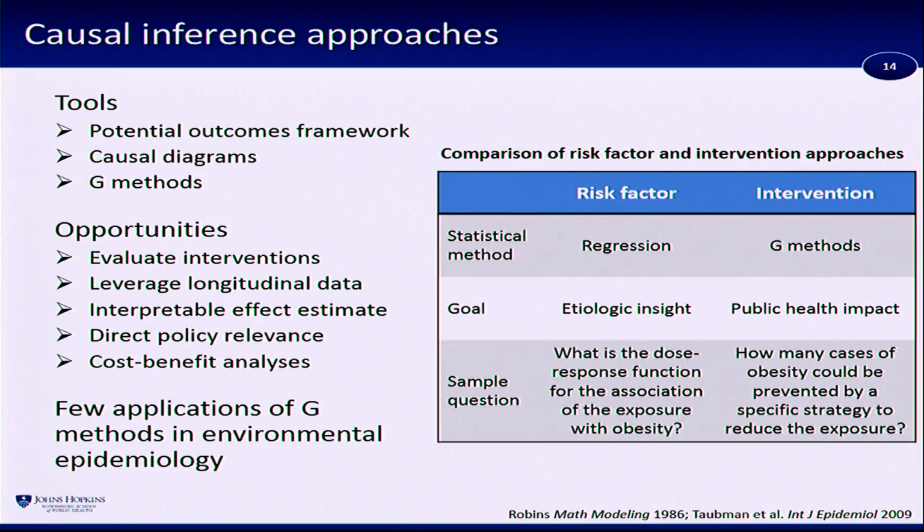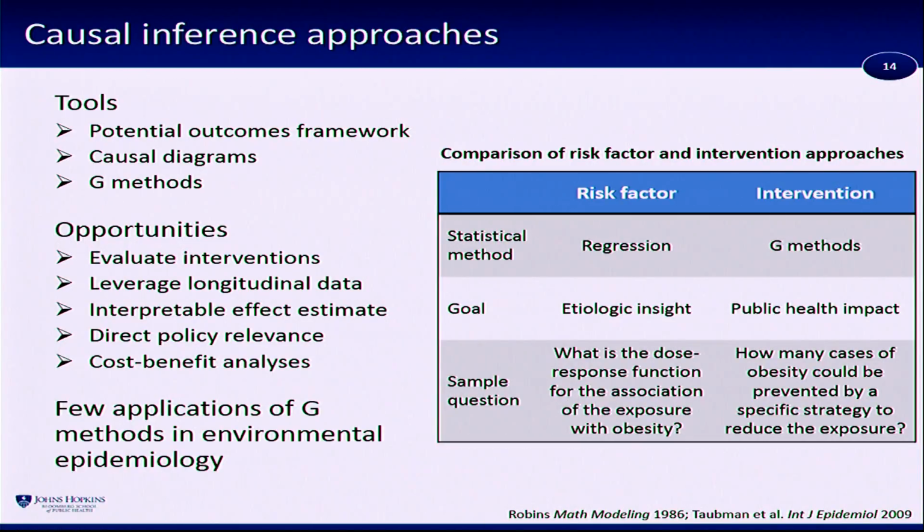And we talked about causal diagrams a bit this morning. Also, the G methods are a suite of analysis methods that allow us to estimate effects of interventions. In the context of childhood obesity, or obesity in general, we know that a lot of the risk factors that we've identified are difficult to intervene on. So it's important to understand what realistic interventions could be done when you're thinking about policy.